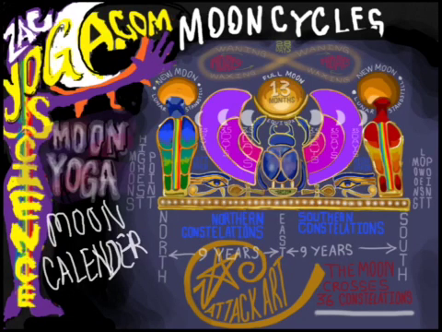Okay, this is Zach, and this is another yoga science class, and we're going to focus on the moon. What you're looking at here is this device right here. It's a moon calendar, and it shows the phases of the moon in a year, and also the moon in its entire 36-year cycle.